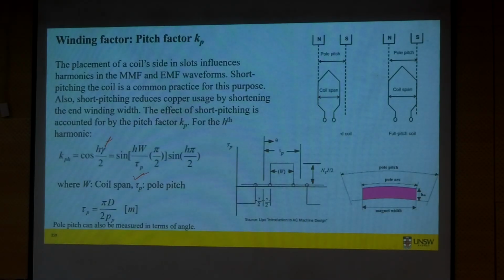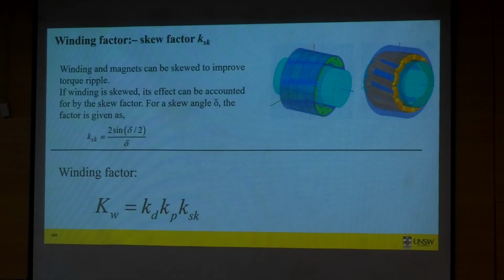Third one is the skewing. So you may want to have skew in your windings or even in your magnets. If you have a skewing in the winding by a certain angle, you can see the skewing here, skewing of the magnets and the windings in a 3D picture. It is skewed by a certain angle, and this angle determines your skew factor.